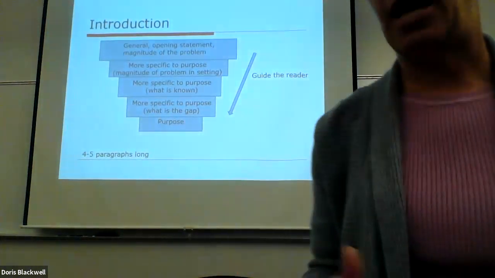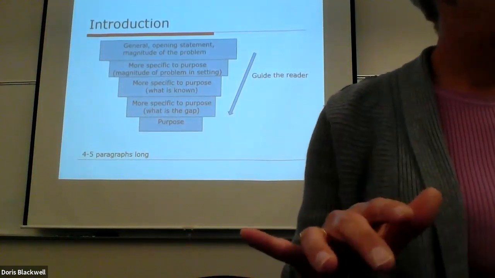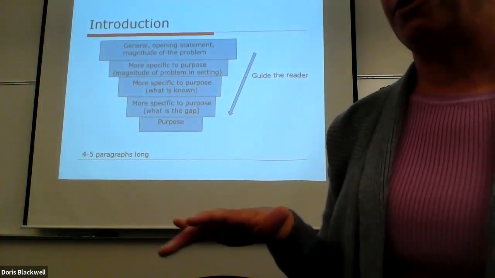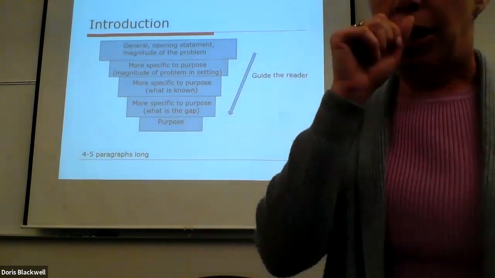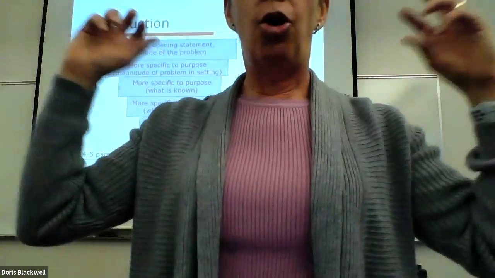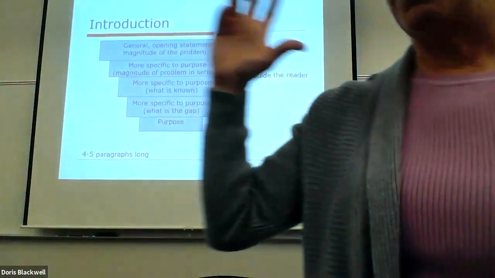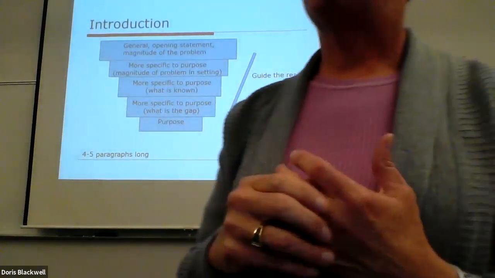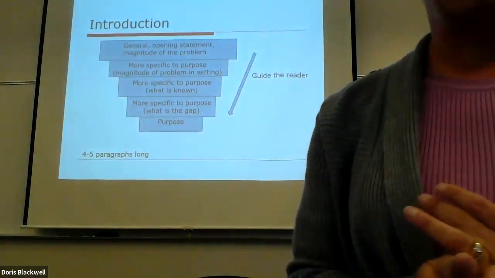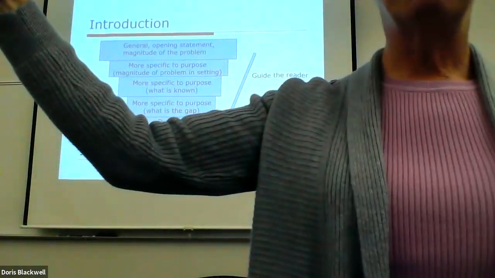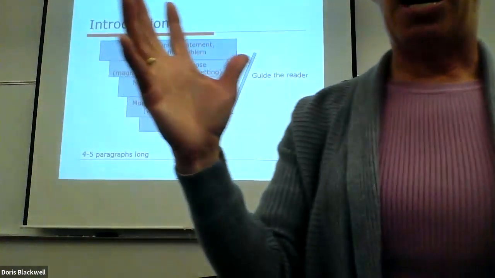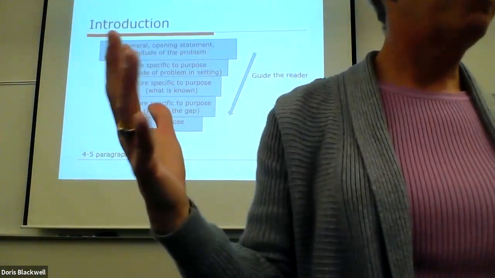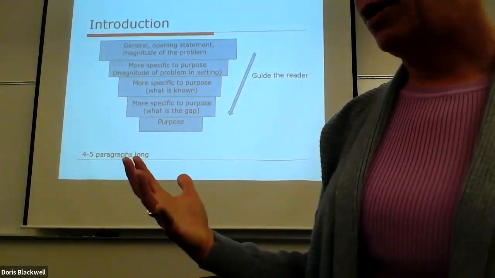A way to think of this, and I'm happy to share my PowerPoints with you all so you don't feel like you have to frantically write stuff down. Again, we want to have that big opening statement that talks about the magnitude of the problem. When I'm focused on something like HIV, I should start global, right? This is a really big problem globally. And then the next paragraph, usually our introduction, we try to think about being, say, 4 to 5 paragraphs long.